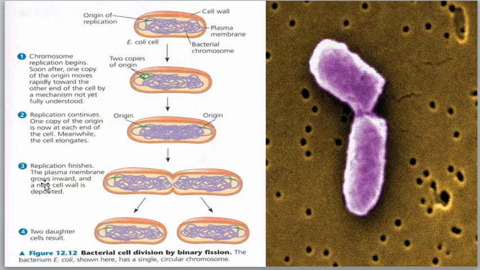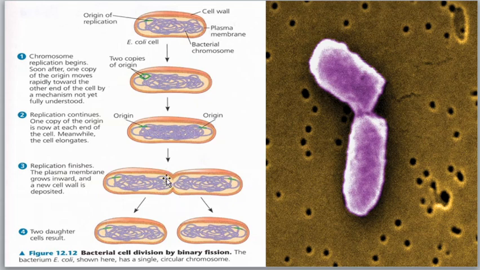Now, on the third step, replication finishes. The plasma membrane grows inward and a new cell wall is produced. So after the replication, you will have two bodies of bacterial chromosome. So dalawa na yung DNA material. Okay, the first one is coming from the left origin and the second one is coming from the right origin.